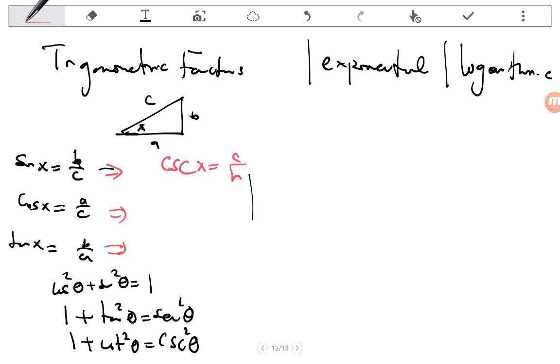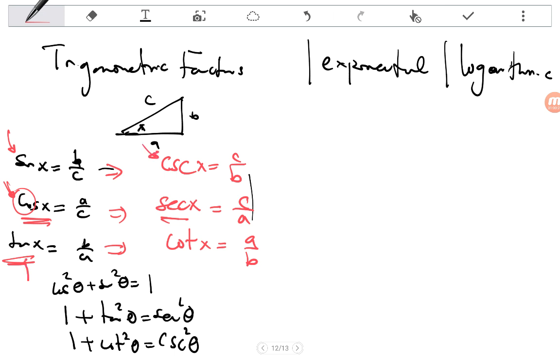Cosec x, which is c over b. What is the reciprocal of the cosine? It is called sec. So that will be c over a. What is the reciprocal of the tan? It is called cotan. Yes, cotan, that will be a over b. So just remember, whenever I have a co, the reciprocal will not have the co, and vice versa. Now sine doesn't have a co, so whenever you get the reciprocal, it will have a co. And tan doesn't have a co, so when you get the reciprocal, it will have a co. Okay? So these are the rules of trigonometric functions.